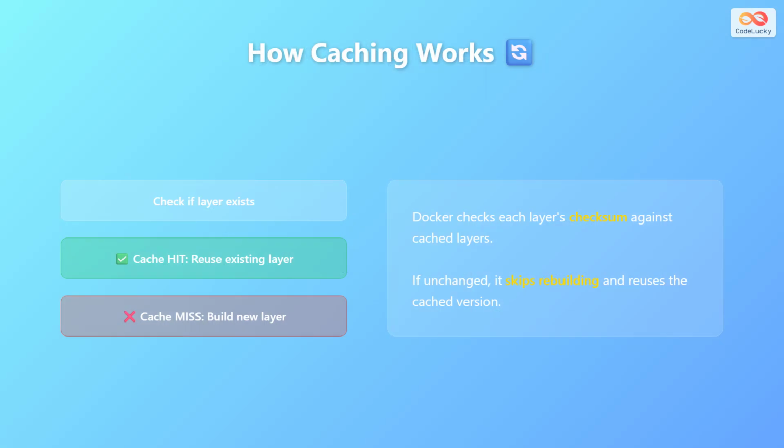Docker checks each layer's checksum against cached layers. If a layer's checksum matches a cached layer, it's a cache hit, and Docker reuses the existing layer. If the checksum doesn't match, it's a cache miss, and Docker builds a new layer. This mechanism ensures that only the layers that have changed are rebuilt, optimizing the build process.